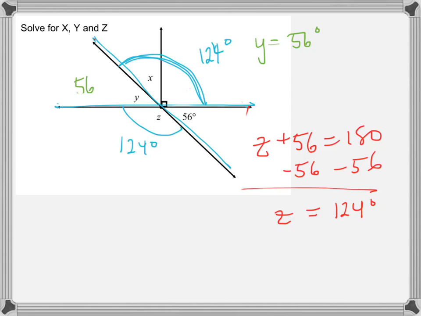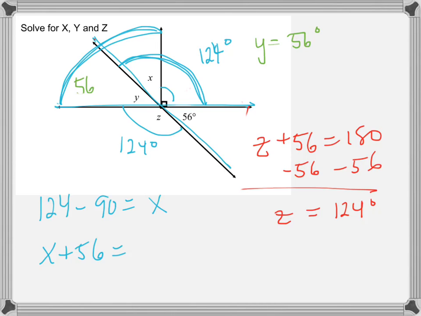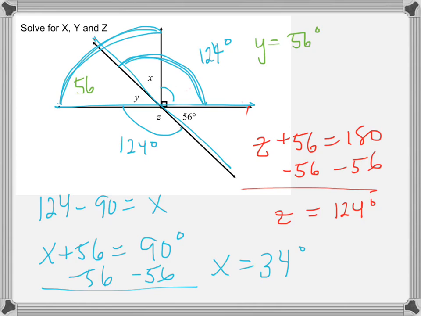Okay, 124 degrees. I also know that since that is 90, I can get my x from two different ways. I can think of it as 124 minus 90 is equal to my angle x. I also can tell that x and y are complementary, so I know that x plus 56, because I know that y is 56, is equal to 90 degrees. So there are two different ways I could get x. Let me just use this bottom way here. So x must be equal to 34 degrees.